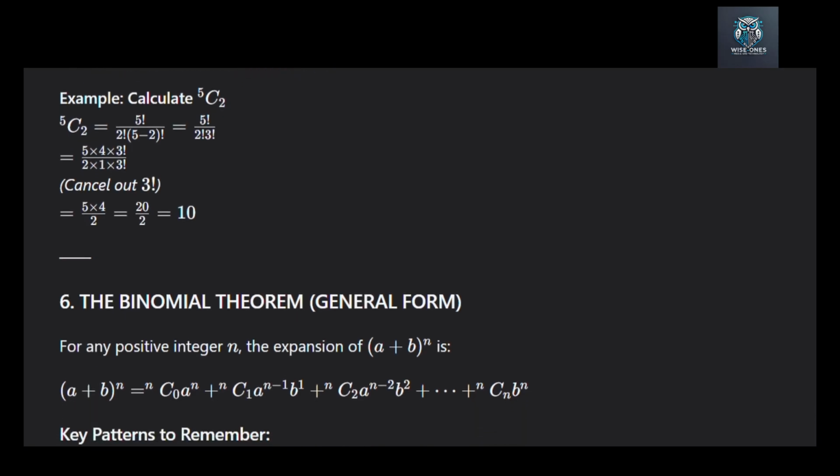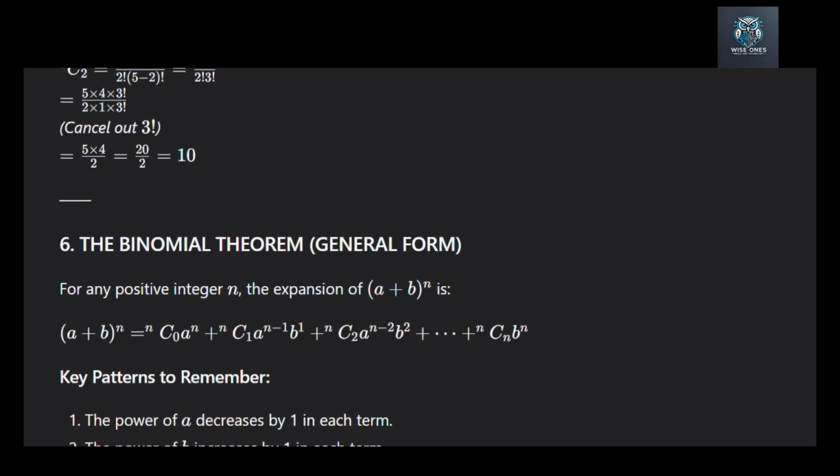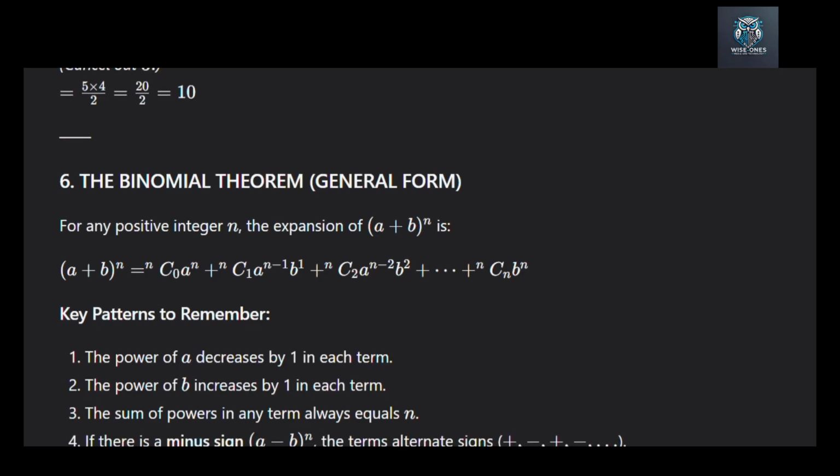5 times 4 is 20. 2 times 1 is 2. 20 divided by 2 is 10. So 5 choose 2 equals 10. This matches the number in Pascal's triangle. Now we are ready for the big formula.